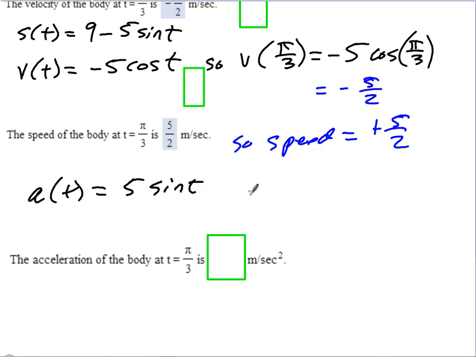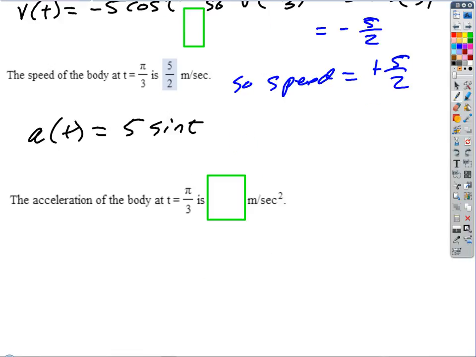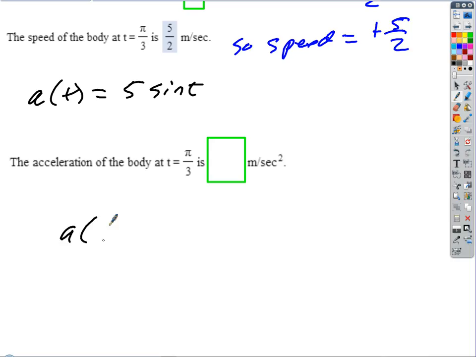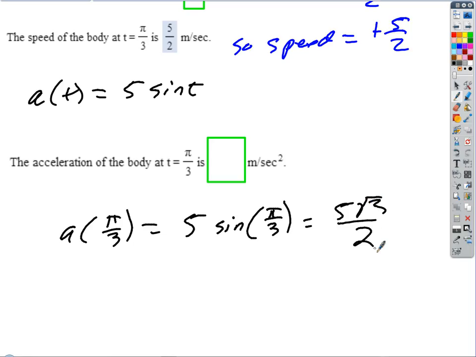So A of pi thirds would just equal 5 times sine of pi thirds. What's the sine of pi thirds? Ah, good. We get square root of 3 over 2. So I end up with 5 radical 3 over 2.